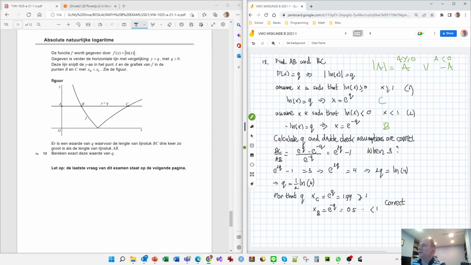That means that this expression is 3. So e to the power 2q minus 1 is 3. So e to the power 2q has to be equal to 4, or 2q is the log of 4. So we take a logarithm on both sides. Then you get q is 1/2 times log 4.